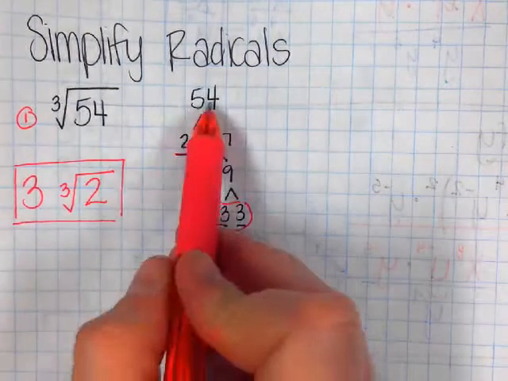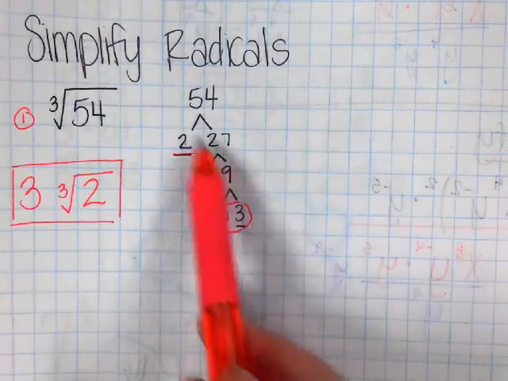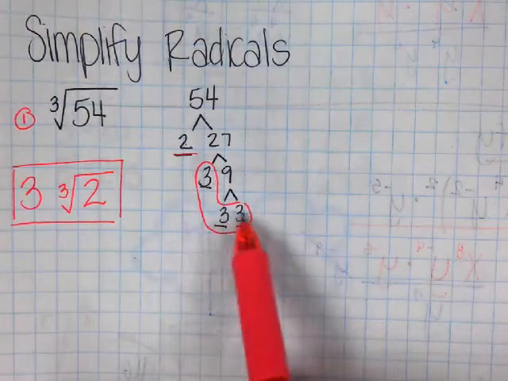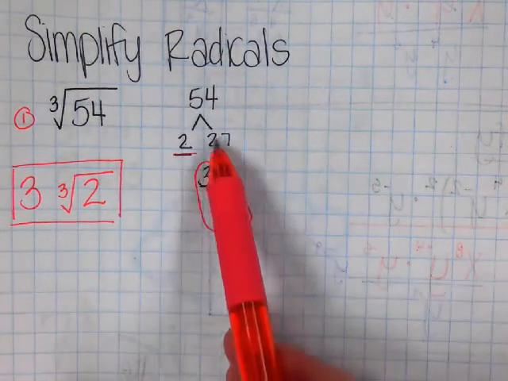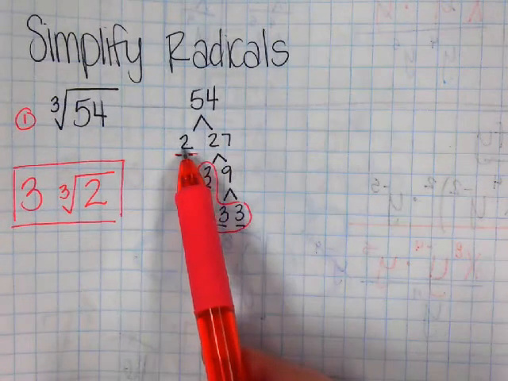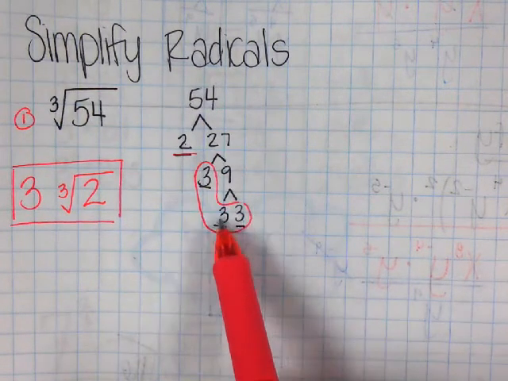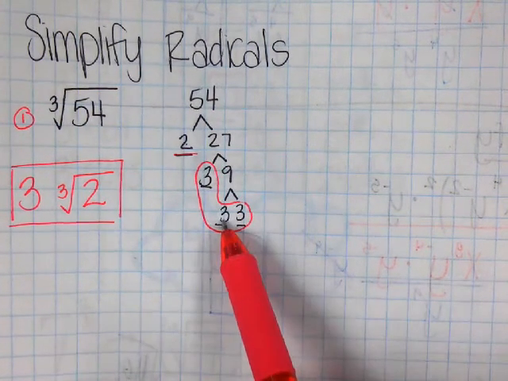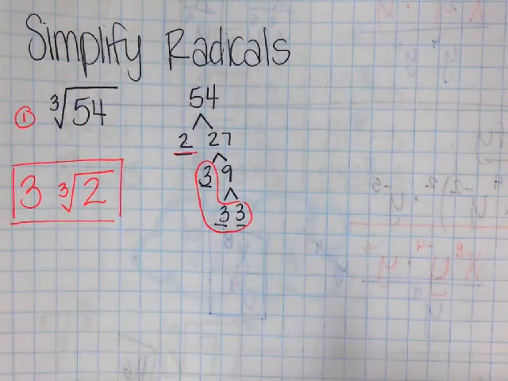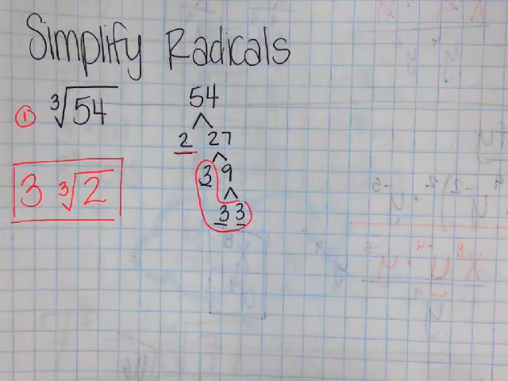So I did the factor tree. I'm looking for what number times itself 3 times gives you 54. Well, 27 times 2 gives you 54, and 27 comes from 3 times 3 times 3. 3 times 3 is 9, times 3 is 27. So this would be our simplified answer.